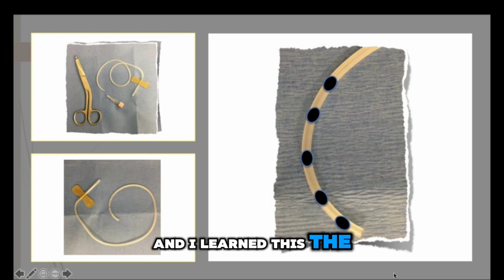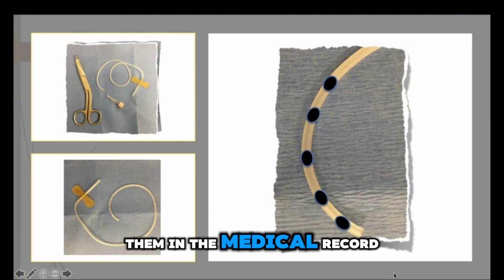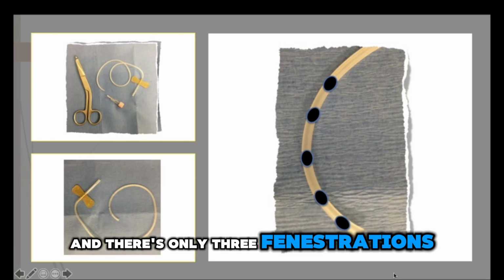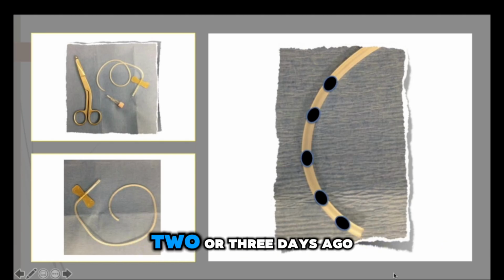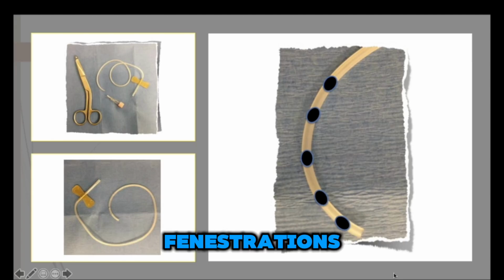And I learned this the hard way, but when you're creating fenestrations in an already small tubing material, count your fenestrations and write them in the medical record. Because as you go to remove this thing and there's only 3 fenestrations and you can't remember, like me, 2 or 3 days ago when you placed it, you may have left some tubing behind, which is clearly going to cause some problems down the road. So I always count my fenestrations and I write it in the medical record.